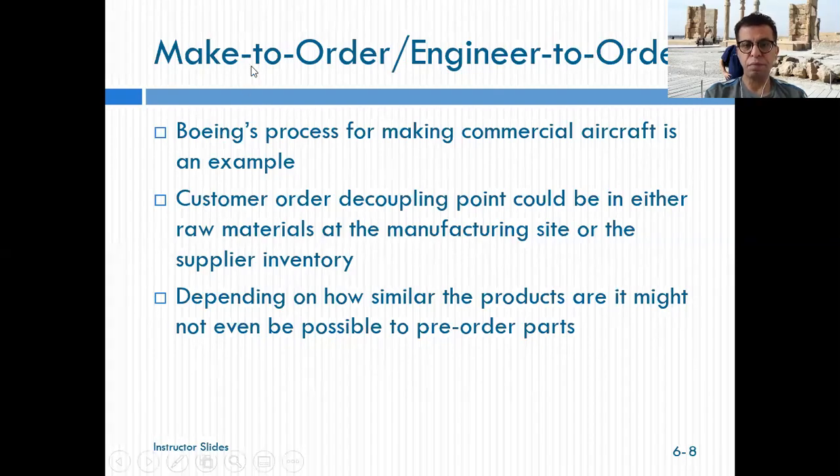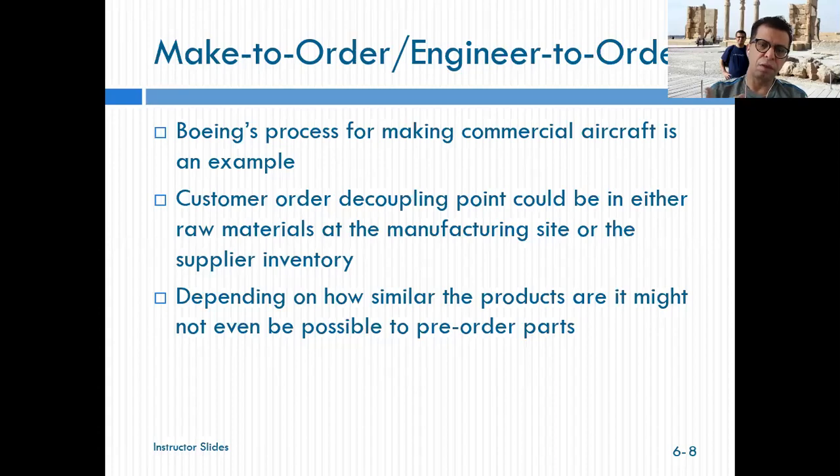The other type, as we said in the video, and also in here, is make to order or engineer to order. For example, Boeing's process for making commercial aircraft is a good example. First, the customer makes an order, and sometimes it takes over 10 years to deliver an airplane.